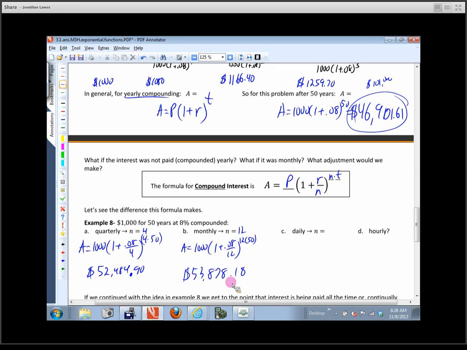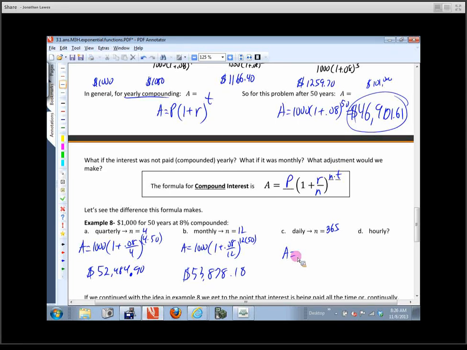The big leap happens when we compound. Compounding yearly, we went from $5,000 to $47,000. A little bit more of a leap here. What about daily? What would n be then? 365. Now, I'm going to count on somebody to plug that in correctly. Double check with your neighbor.